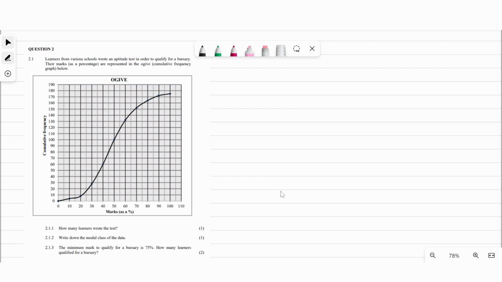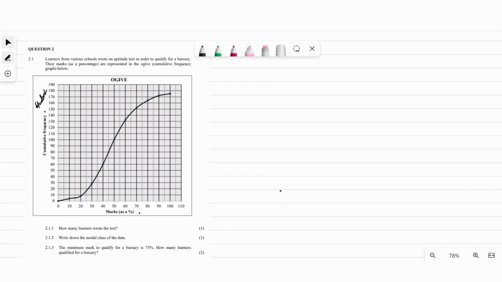Then the first question says how many learners wrote the test. To know how many learners wrote the test, you need to go to the last point here and match it with the one from the cumulative. So the cumulative here is students, and here are the marks, right? So here are students and here are the marks. So we need to check.